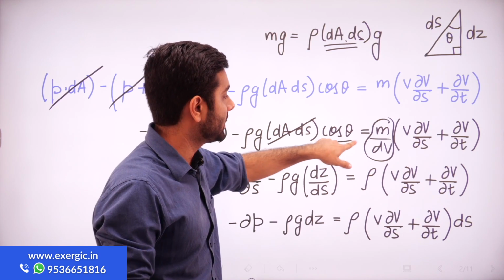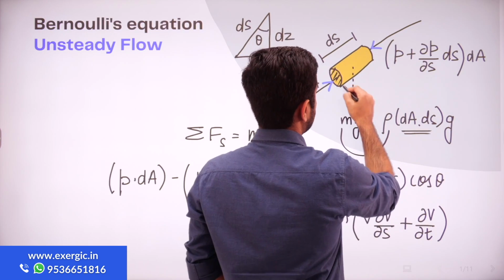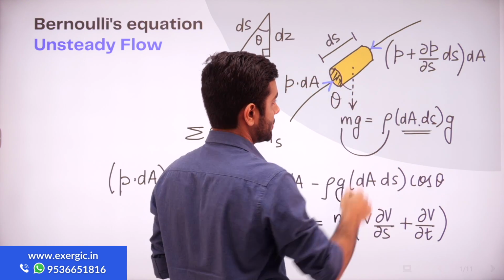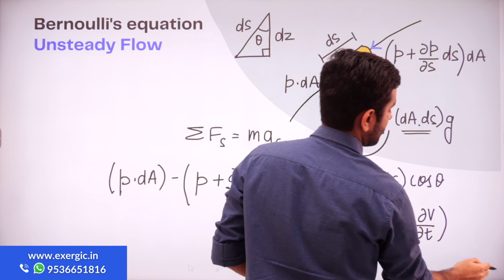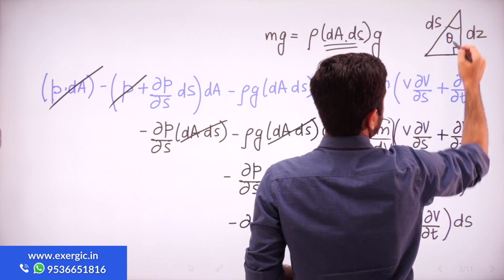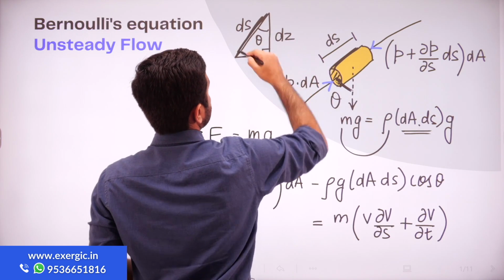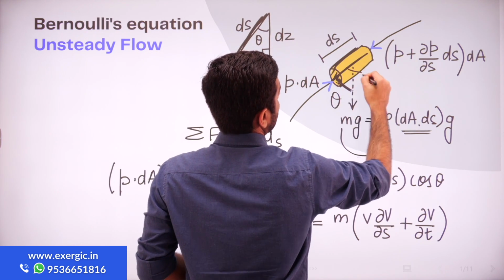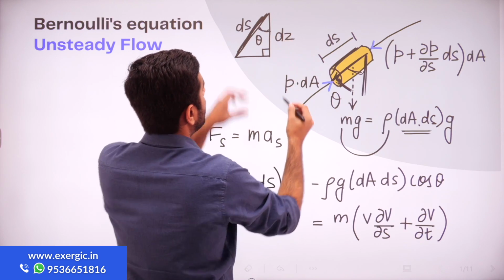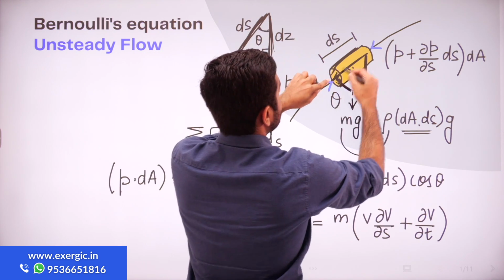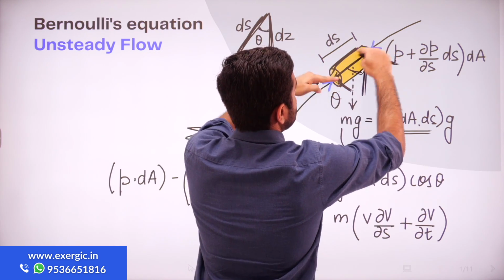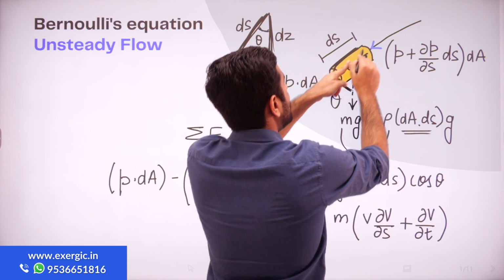If you look at cos theta, what I told you, this angle is theta. You can check the derivation also. This angle was theta, right? So let me show you here only, this is the length ds, it is inclined at an angle of theta, this is the angle theta, then this is giving you the change of height, the change of datum, the change of altitude from this point to that point.